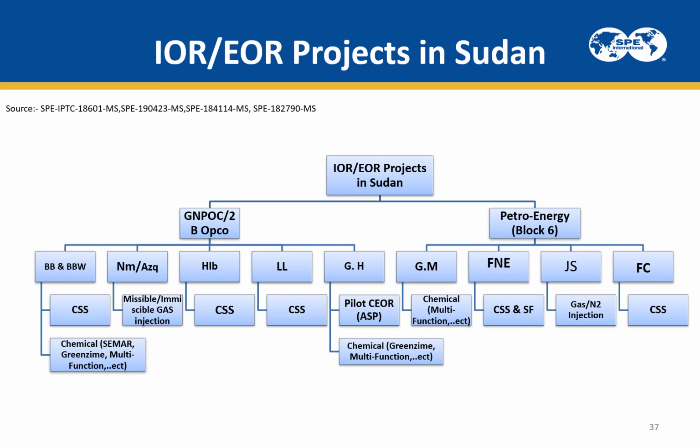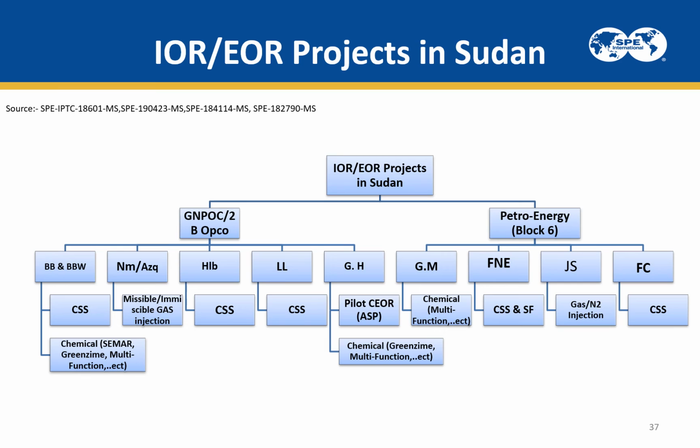As a summary of the EOR projects in Sudan, we have two big companies, Gimbuk or 2B and Petroenergy. For Gimbuk, CSS has been tested in this field beside chemical EOR like CMR, Greenzyme, and multifunction. Also, miscible and immiscible gas injection has been tested beside CSS in HLB field and CSS in LLB. For Greater Higlig, there is a pilot stage still under research and development for ASP chemical EOR, and some chemical has been implemented in Greenzyme and multifunction.